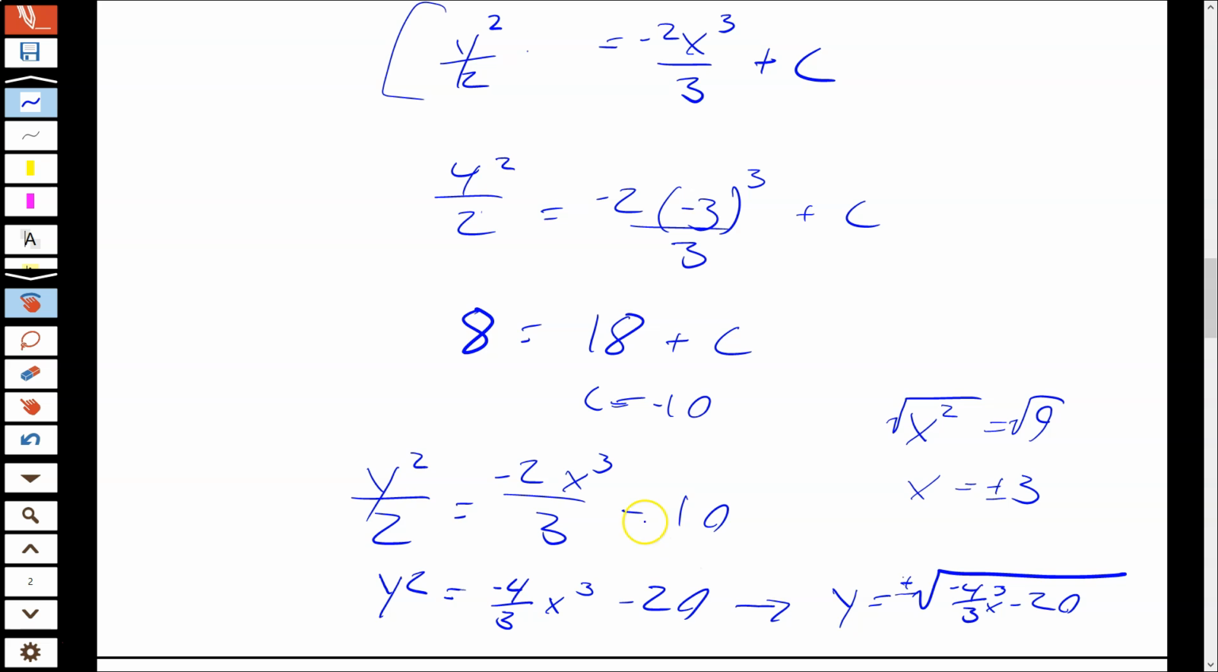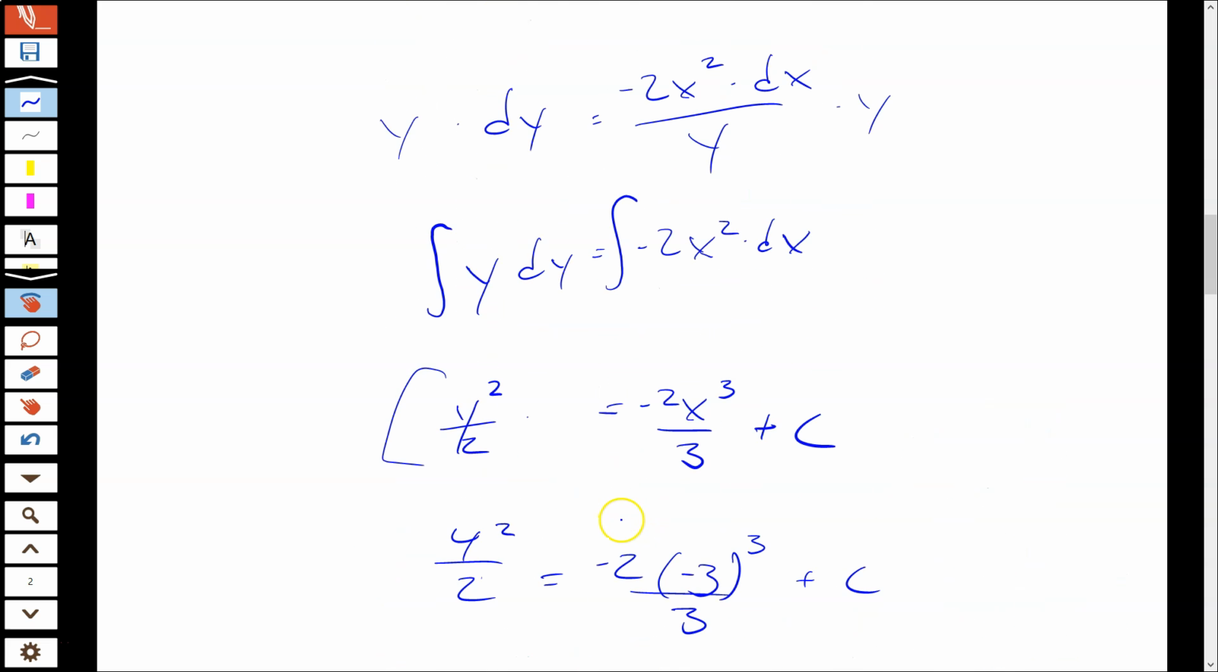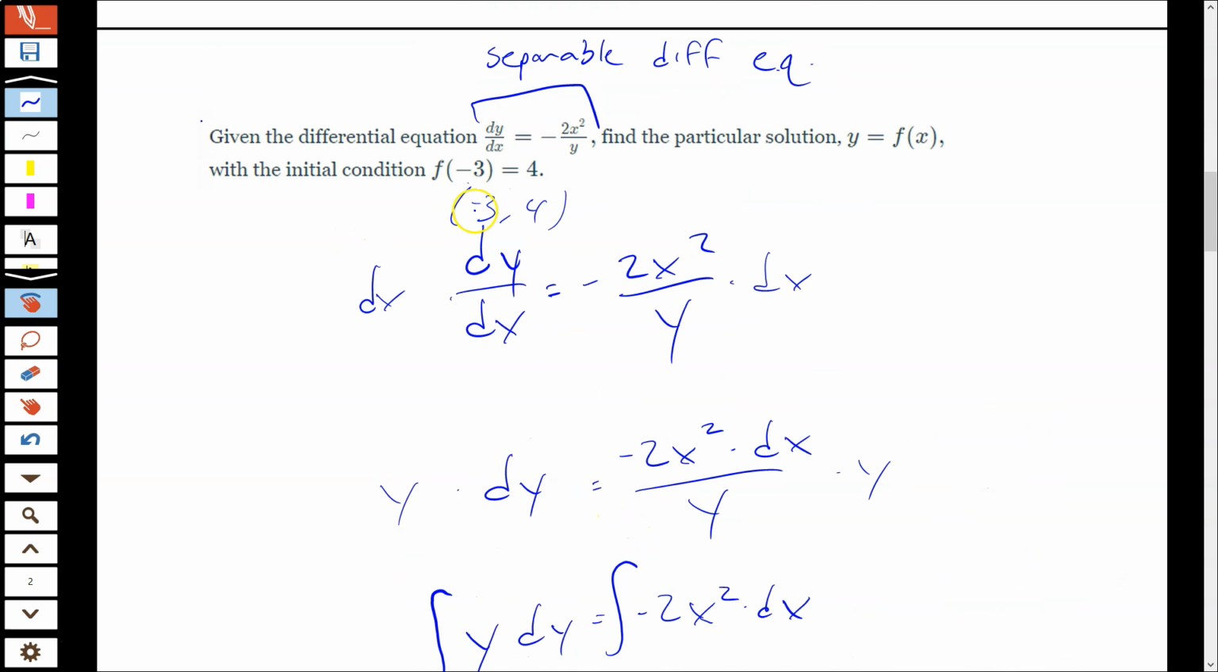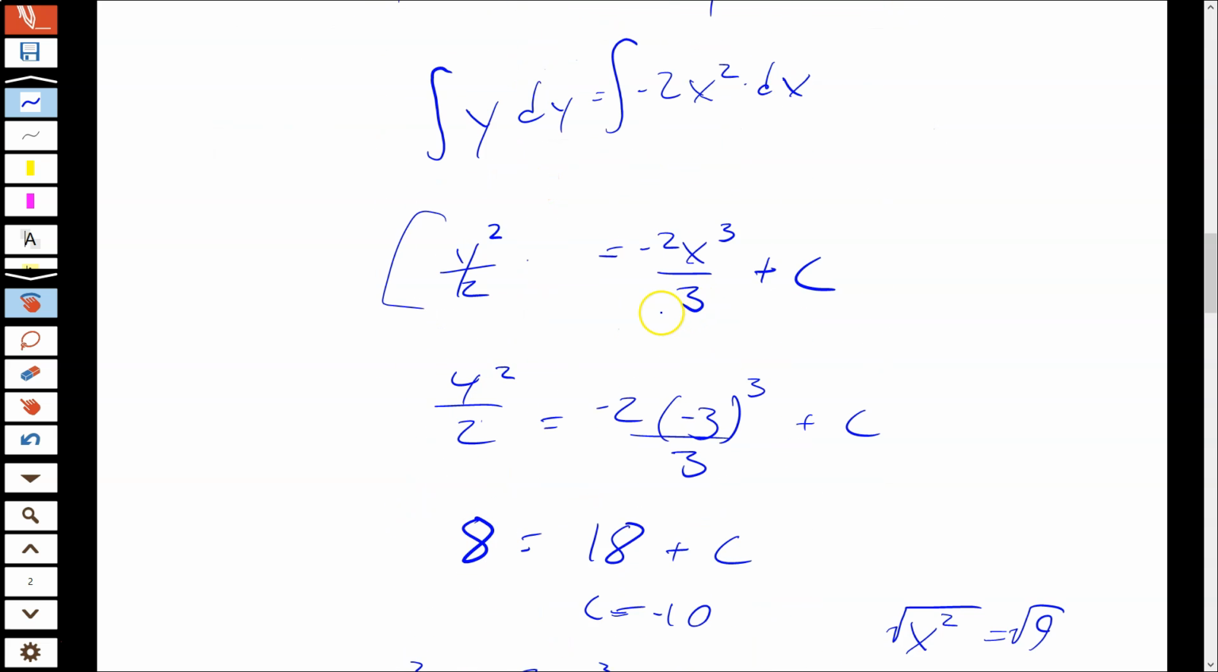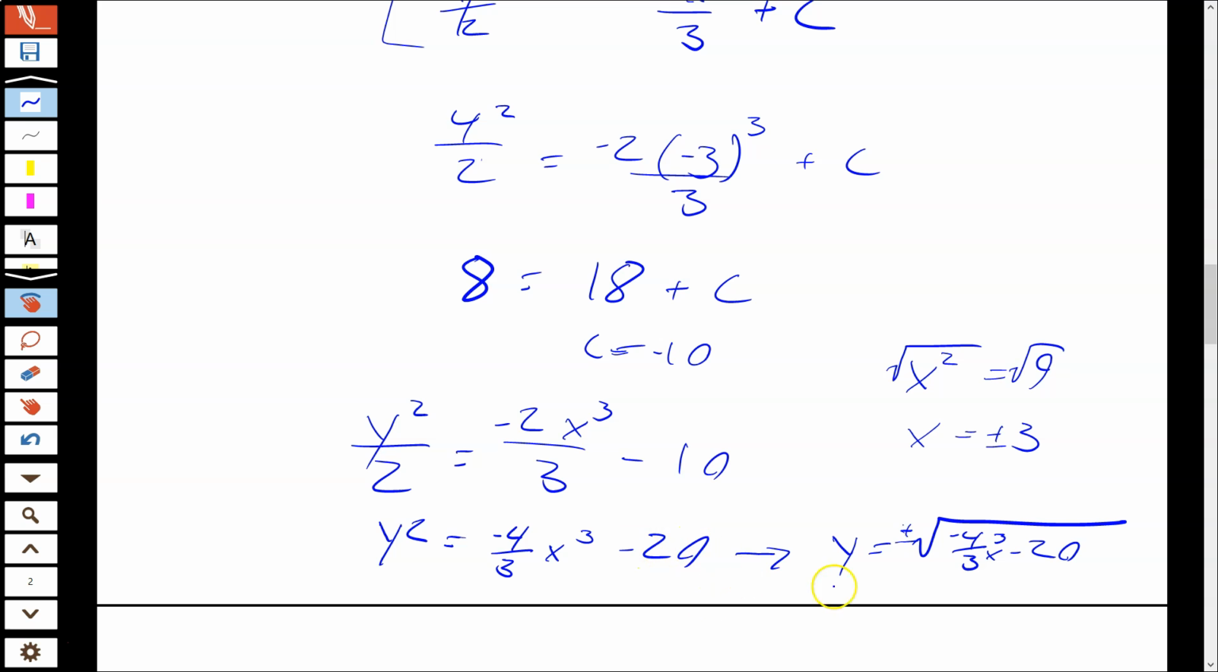and then I'm going to check my initial condition. So my initial condition had a positive result, right? So that means I don't want the minus, I just want the plus. Okay, but you have to check that. So I'm going to say, as my final answer, y equals the positive square root of all of that.